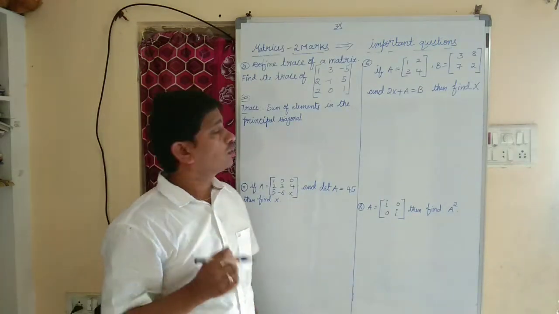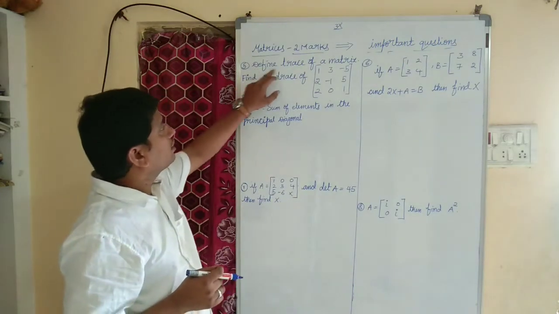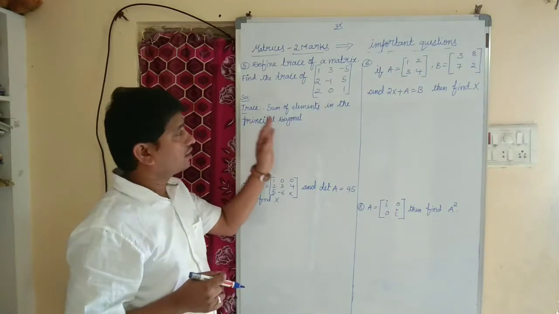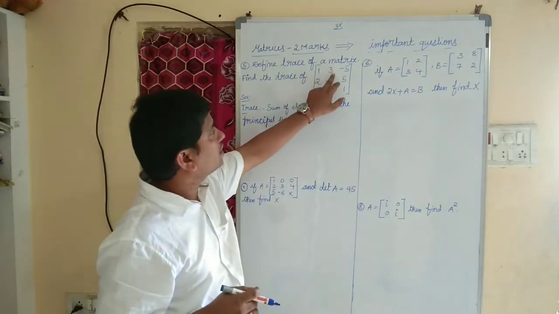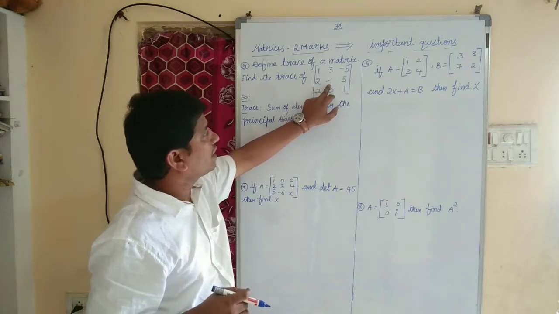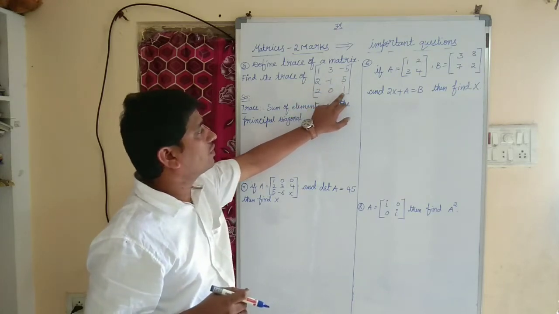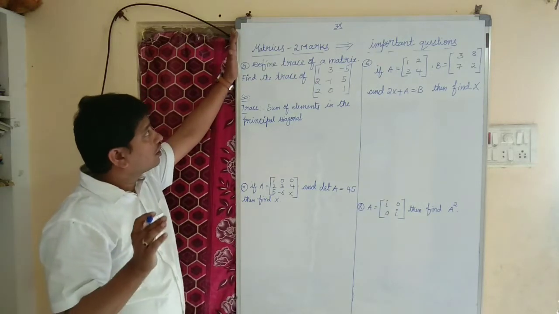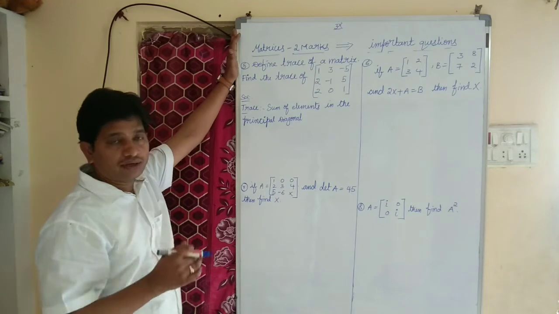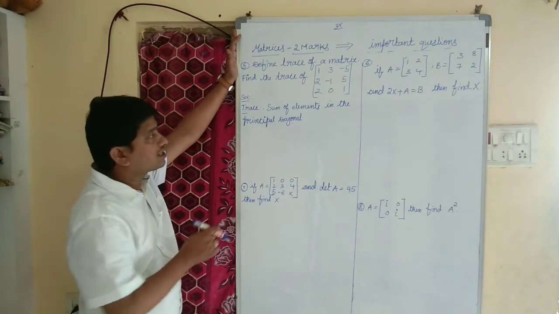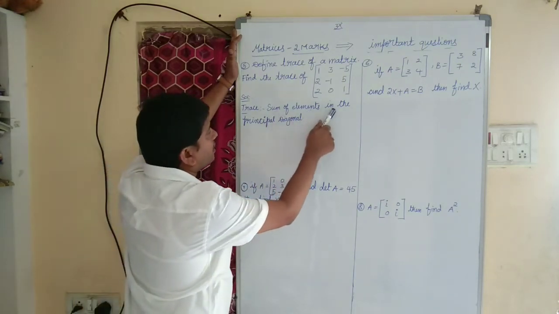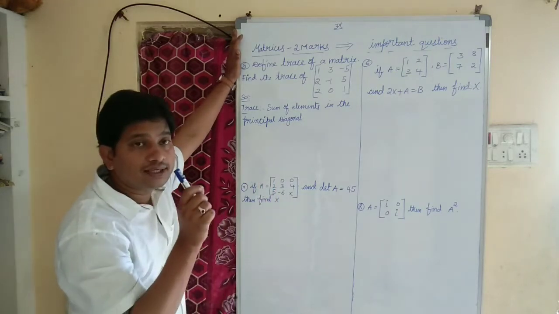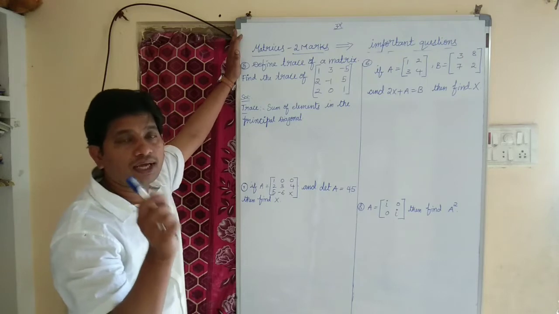Coming to the fifth question, define trace of a matrix. Find the trace of 1, 3, minus 5, 2, minus 1, 5, 2, 0, 1. Do you know, children, this is the most important question. What do you mean by trace of a matrix? Trace of a matrix is nothing but the sum of elements in the principal diagonal. What do you mean by trace? Sum of elements in the principal diagonal.